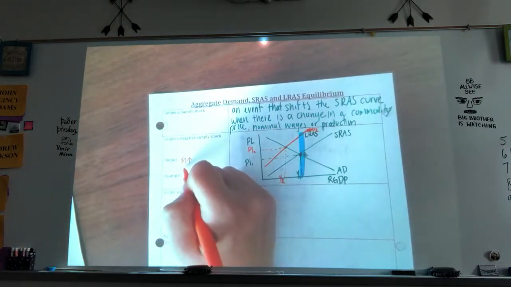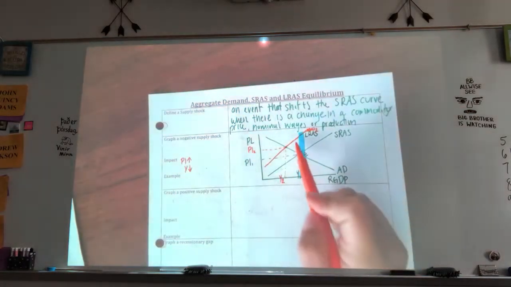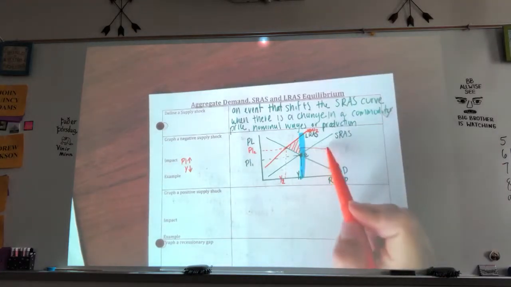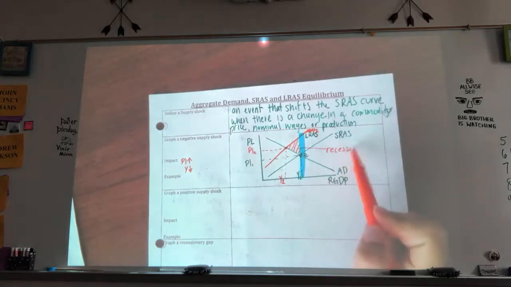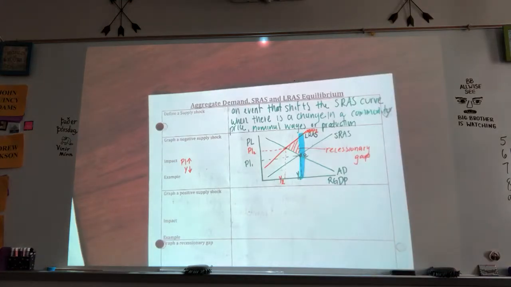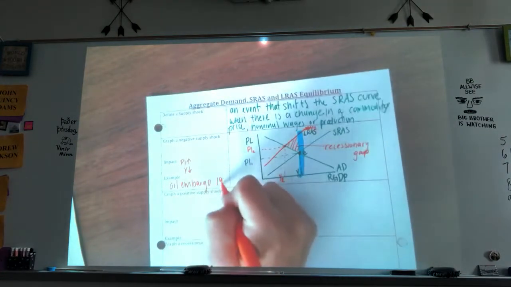Price level has gone up. What has happened to output? It has gone down. Okay, so do y'all see what type of gap this is? Recessionary. So this happened in the 1970s. Do y'all know what commodity was short? Oil. So this is an example of what happened in the oil embargo in the 1970s.